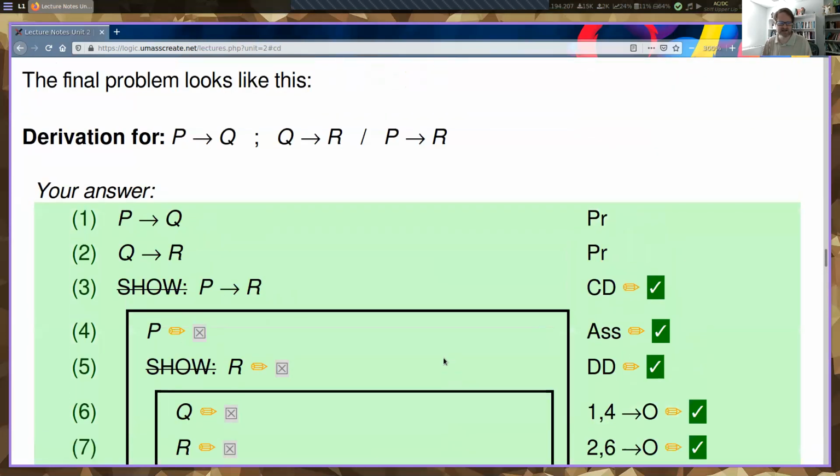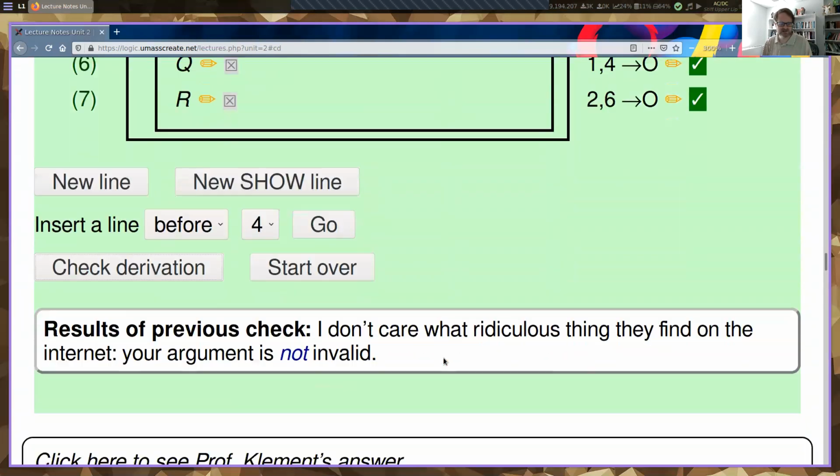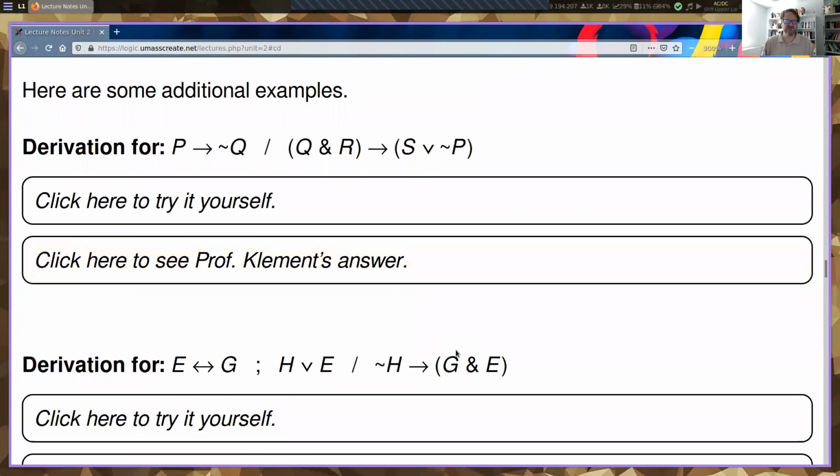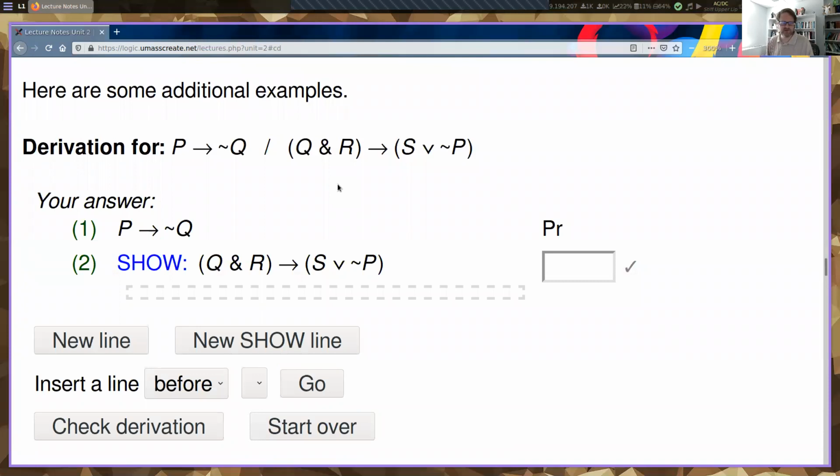That's the idea behind conditional derivation. Let's do another one. You can only use conditional derivation if the main line of the show line is an arrow. So here we have a premise, P arrow not Q. It doesn't matter that the premise has an arrow in it. The important thing is this, the main operator of the show line is an arrow. Here the show line is show if Q and R, then S or not P.